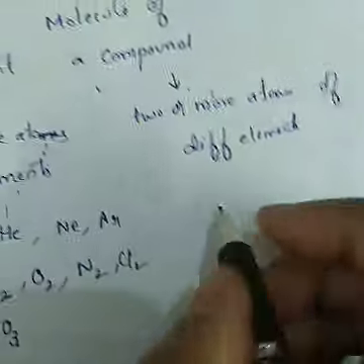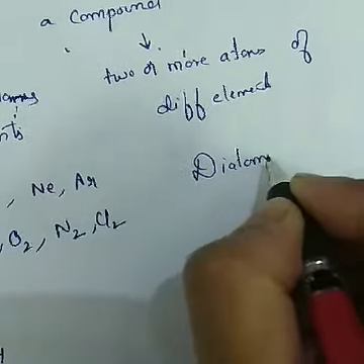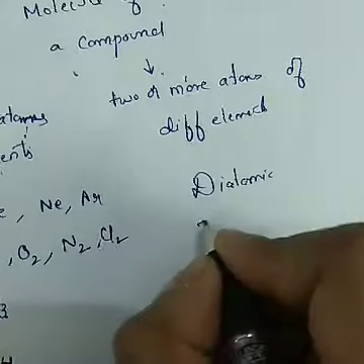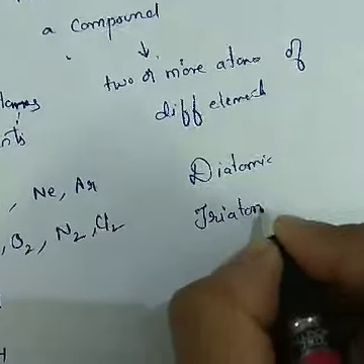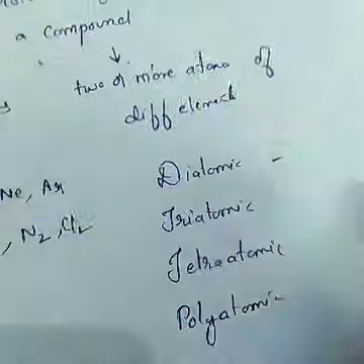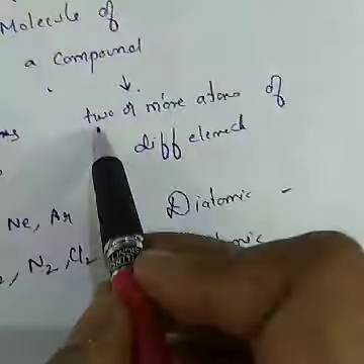They can form diatomic molecule of a compound, triatomic molecule of a compound, tetraatomic molecule of a compound and polyatomic molecule of a compound. Monoatomic molecule does not exist for a molecule of a compound, because monoatomic has one atom, but we are starting with two or more atoms.